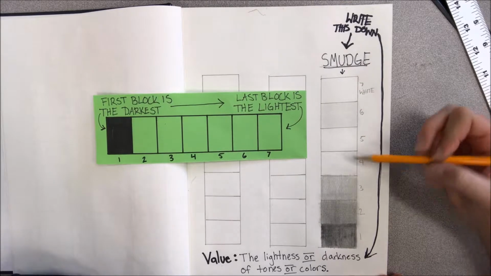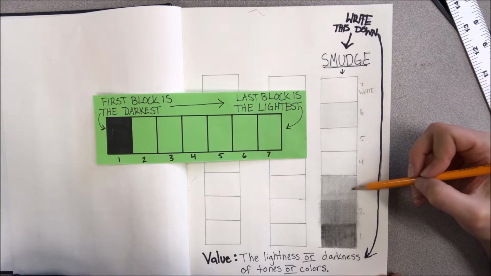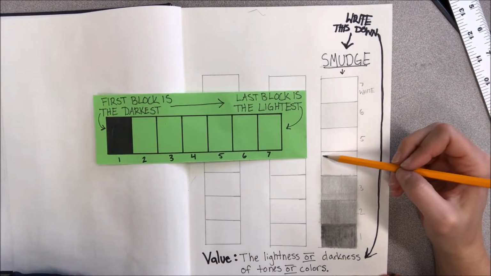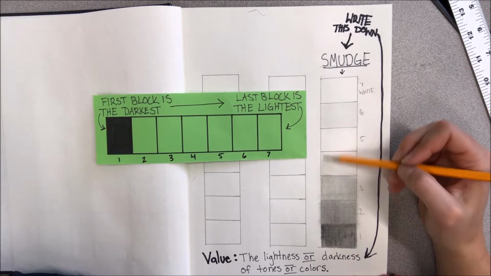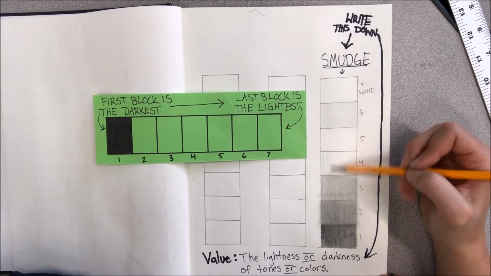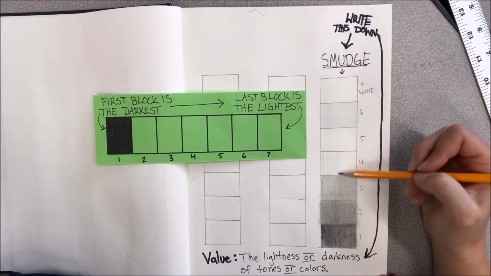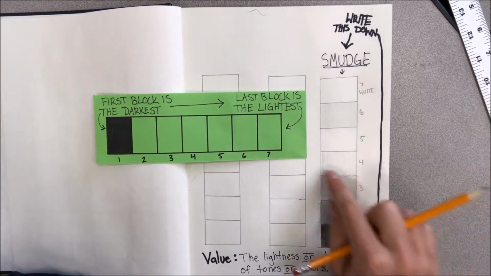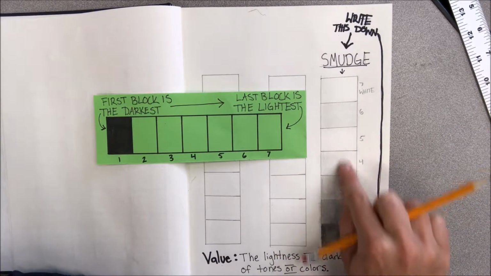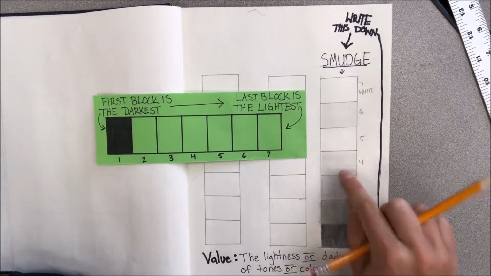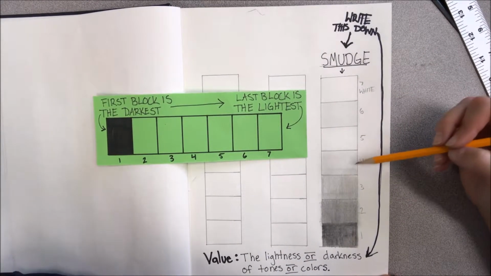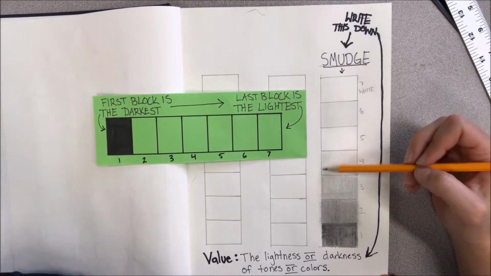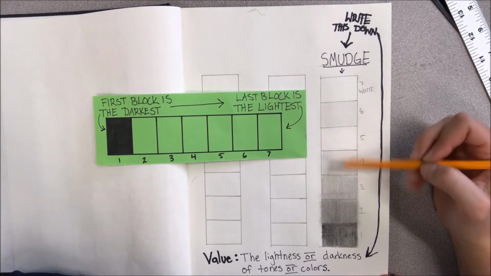Box 4 must be lighter than box 3, but darker than box 6. At this point, I am starting to lighten my pressure. Right now, box 4 and box 6 look very similar, so I'm going to do one more layer on box 4.